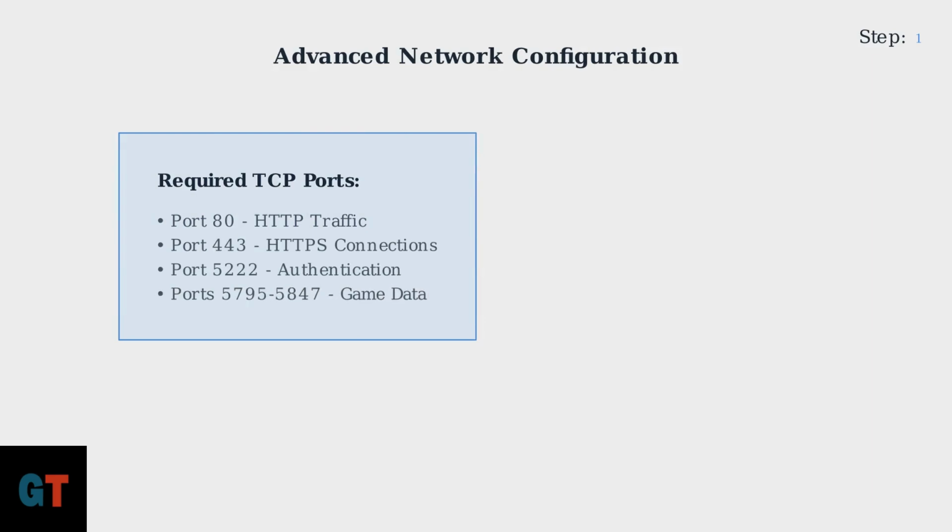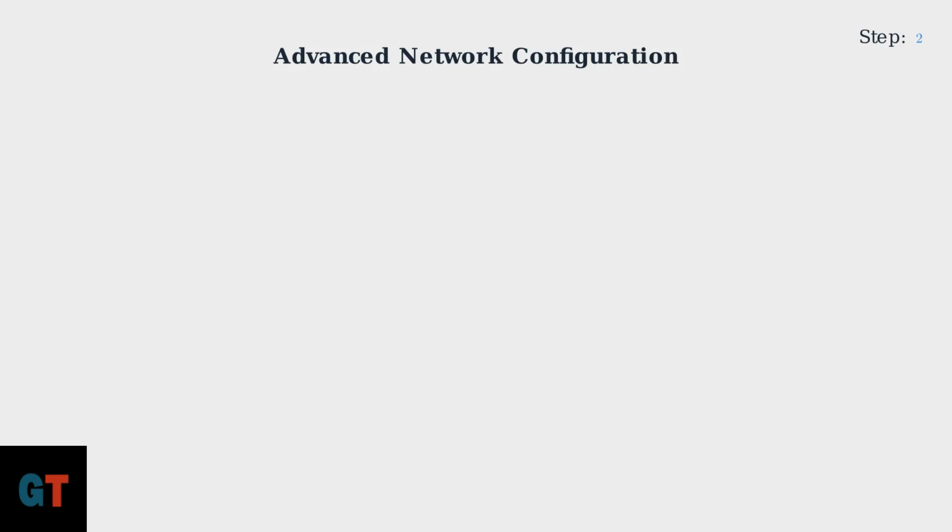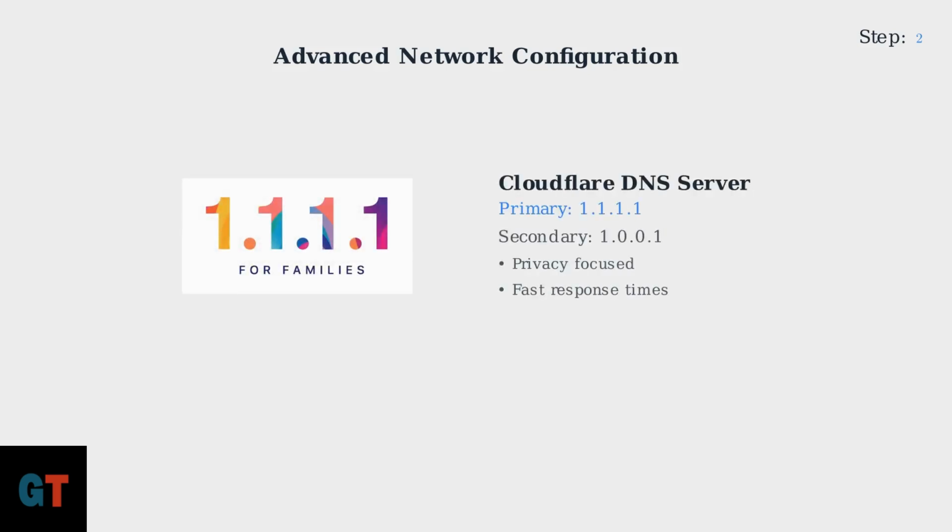Configure your router to forward these essential TCP ports: port 80 for HTTP traffic, port 443 for HTTPS connections, port 5222 for authentication services, and the range 5795 to 5847 for game data transmission. DNS server configuration is equally important. Google's DNS service at 8.8.8.8 provides reliable name resolution and improved connectivity for gaming services. Alternatively, Cloudflare's DNS at 1.1.1.1 offers enhanced privacy and speed optimization, making it another excellent choice for gaming connectivity.